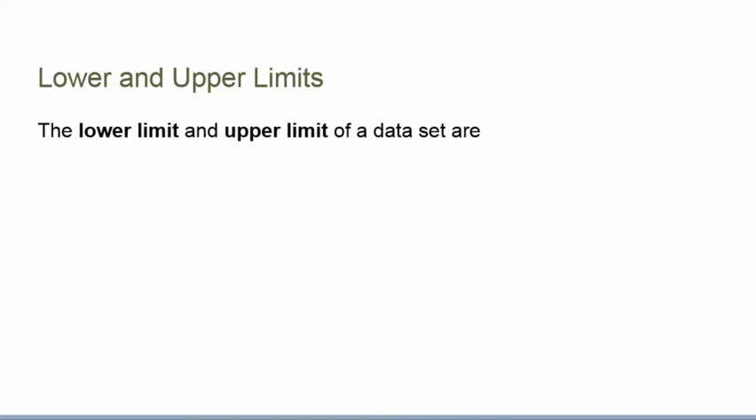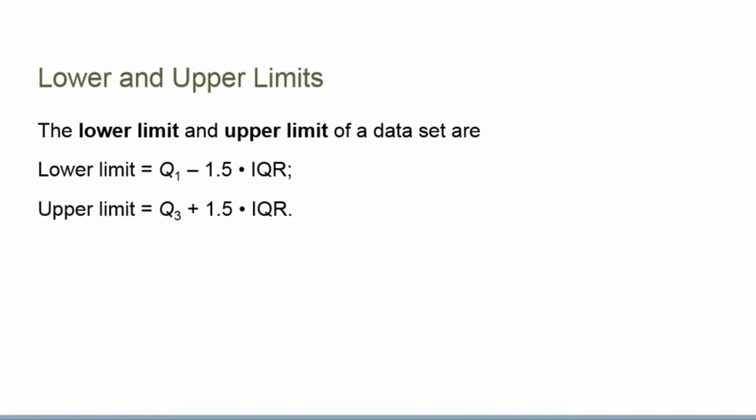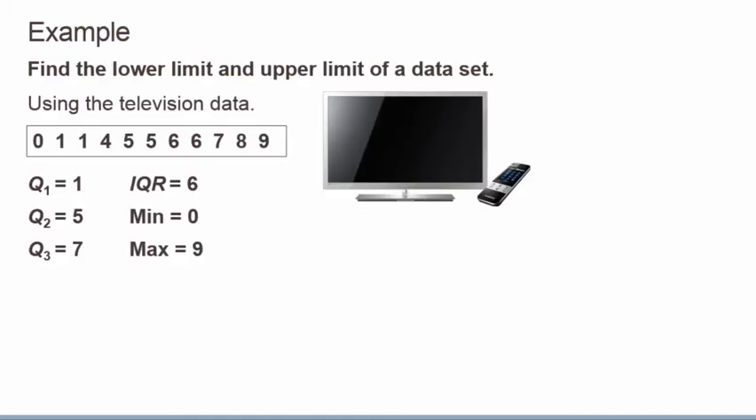Lower and upper limits. The lower and upper limit of a data set are: lower limit equals Q1 minus 1.5 times the IQR. Upper limit equals Q3 plus 1.5 times the IQR. Finding the upper and lower limits can help us identify outliers. Example: find the lower limit and upper limit of a data set.